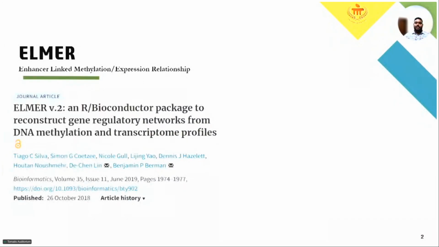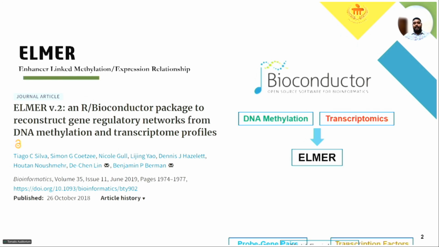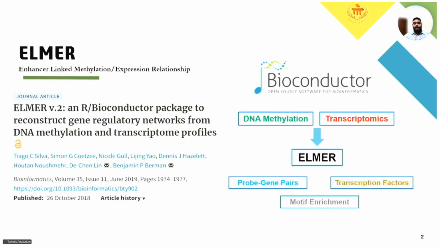Enhancers govern gene expression across great distances by looping DNA and bringing distal regulatory regions closer to the target gene promoters. Therefore, we employed the ELMER analysis to determine the enhancers and link enhancer status with the expression of the target genes to discover transcriptional targets. Here we use DNA methylation and transcriptomic data sets, which are incorporated for the ELMER analysis to identify the probe-gene pairs, transcription factors, and motif enrichment.